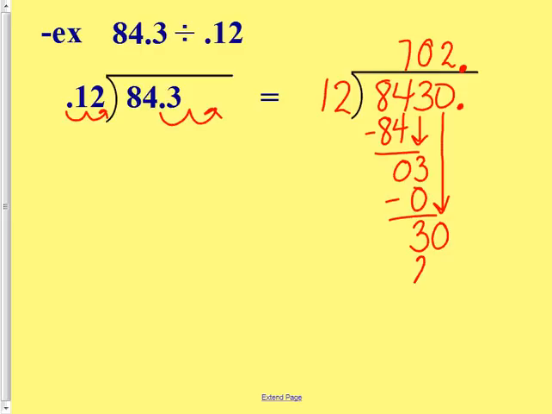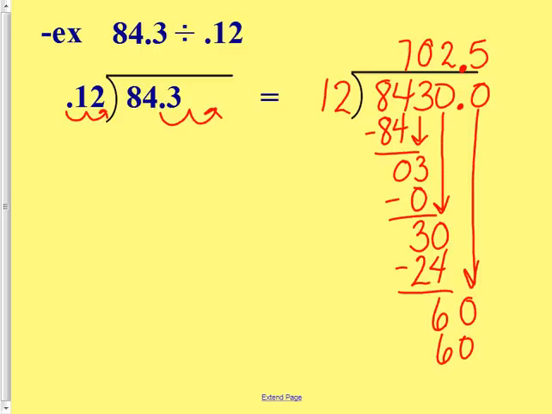12 goes into 30 twice. 2 times 12 is 24. 30 minus 24 is 6. Check. 6 is less than 12. Annex a 0 and bring it down. 12 goes into 60 5 times. 5 times 12 is 60. And we are done with that problem.